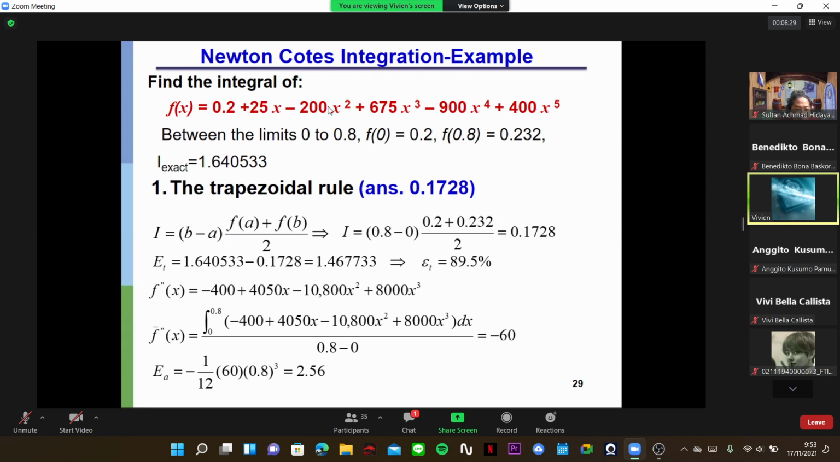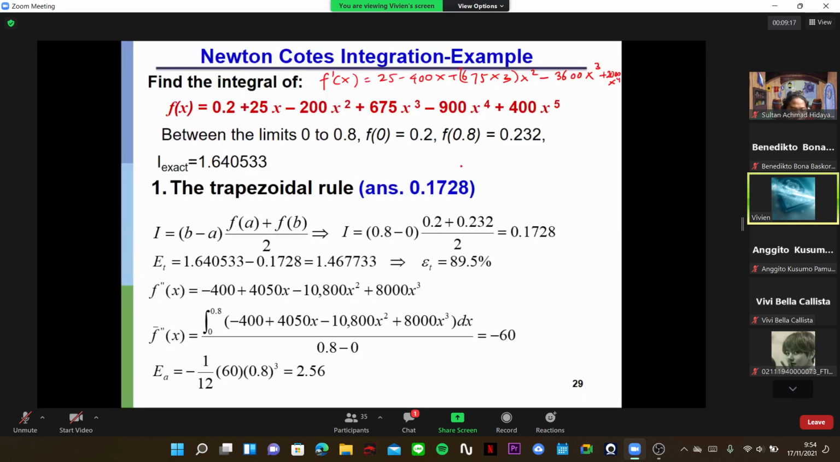So I will try to write it down here. If we calculate f'(x), the first derivative of the function, that will be 25 minus 400x plus 675 times 2 times 3 squared x minus 900 times 4, that will be 3600 x to the power of 3, plus 2000 x to the power of 4.